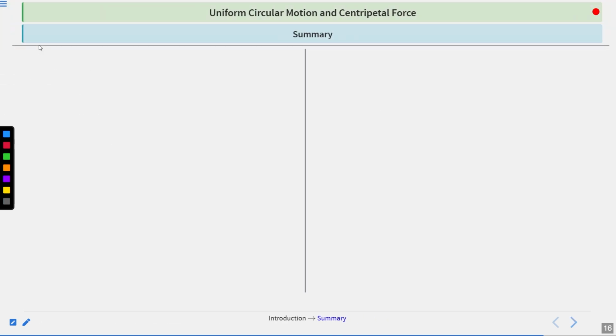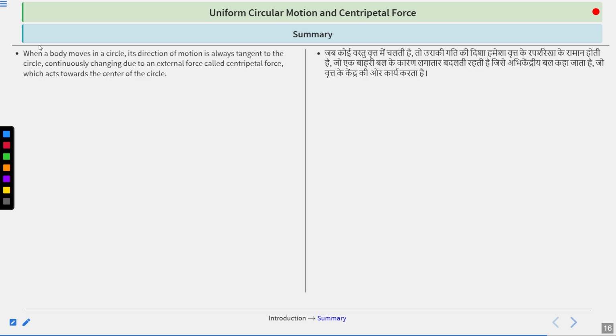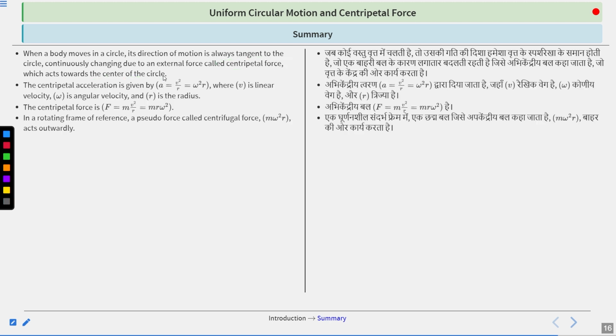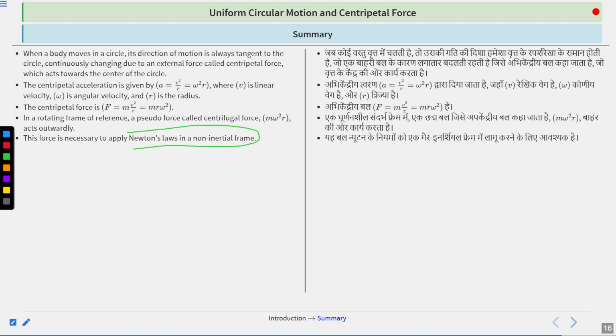Here we have finished the topic, now for the summary discussion. We have talked about how when a body moves in a circle, the direction of motion is always tangent to the circle, continuously changing due to an external force called the centripetal force, which acts towards the center of the circle. Centripetal acceleration we have talked about. Centripetal force we have talked about. In a rotating frame of reference, a fictitious force is present, called the centrifugal force. This force is necessarily applied to apply Newton's laws in a non-inertial frame.